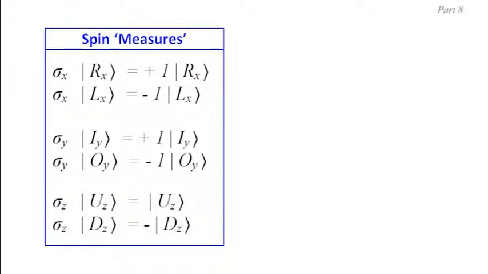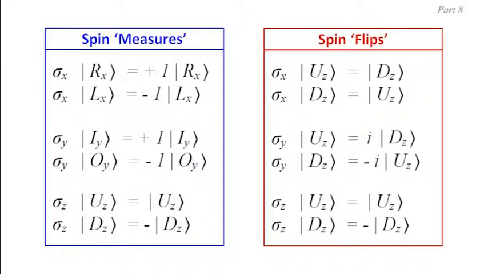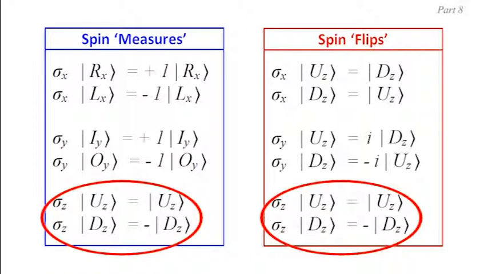There were some circumstances, however, in which the application of a sigma matrix onto a state did not give a measurement, but rather changed the state in some way. Some of the important relationships that we ended up with in terms of these changes were considered to be those where the sigma matrices acted on the two basis states, up and down. We noted that the x and y sigma matrices flipped the up and down states, sometimes throwing in i's or minus i's, whereas the sigma z, of course, simply measured the up and down states.